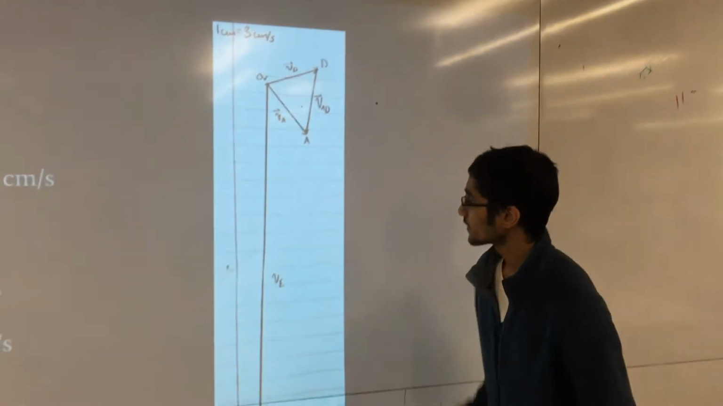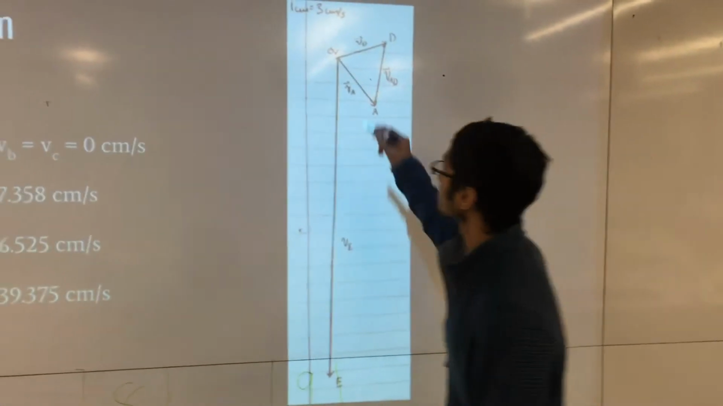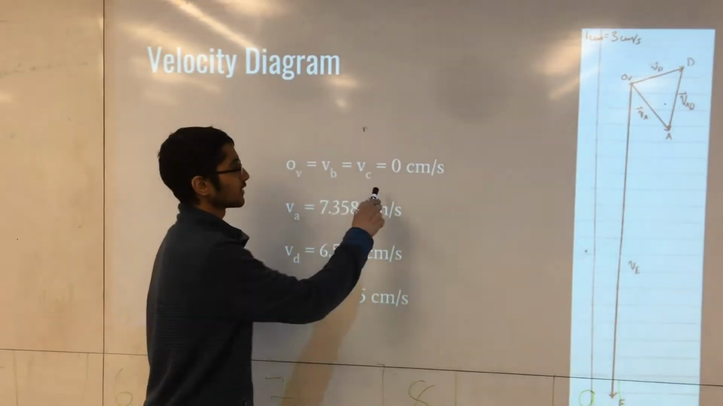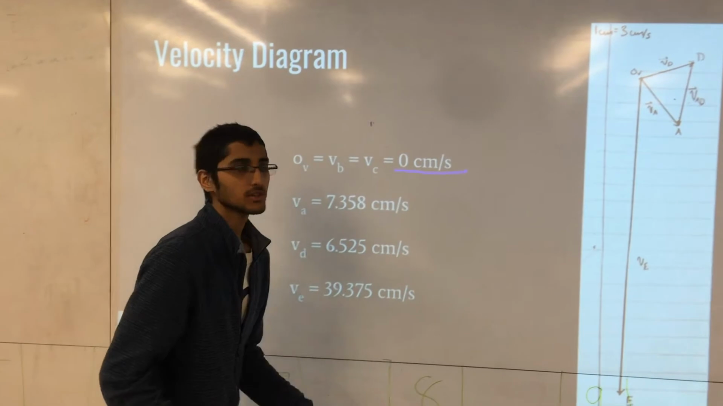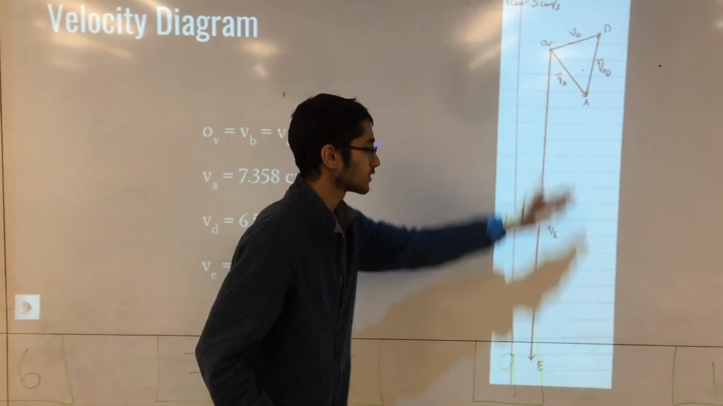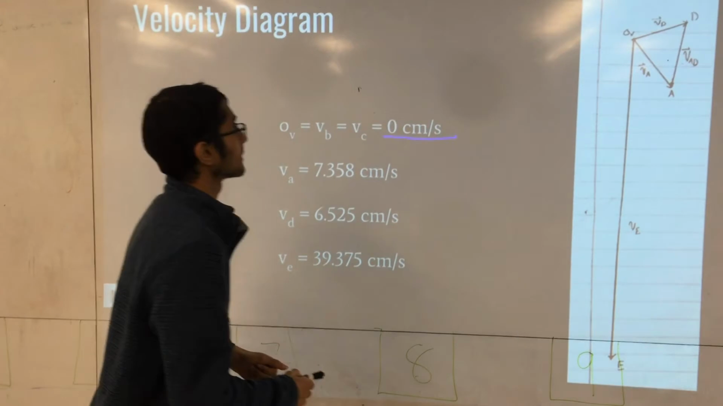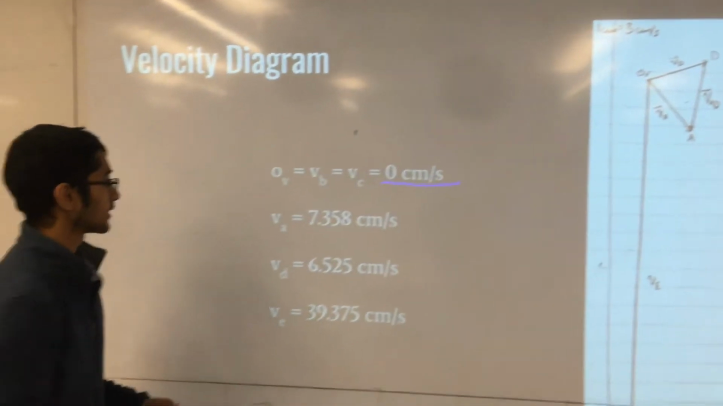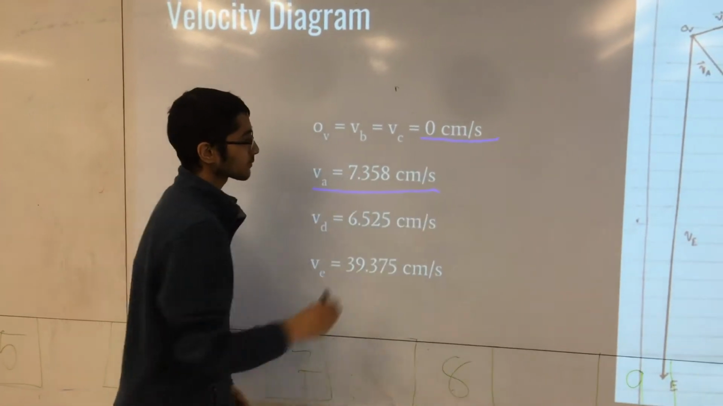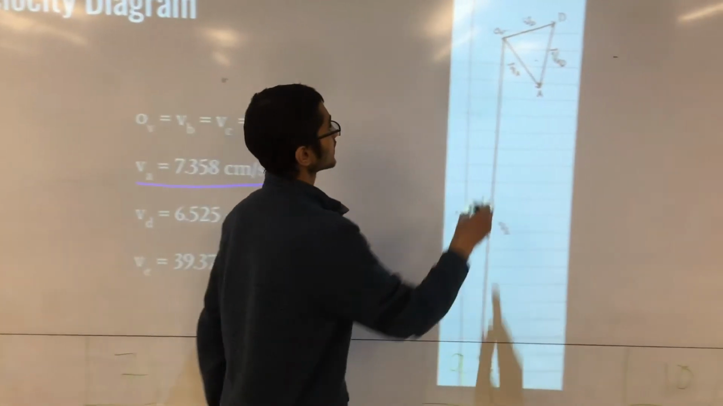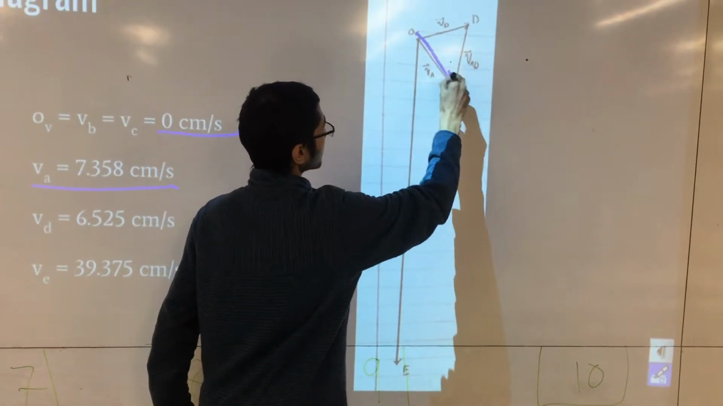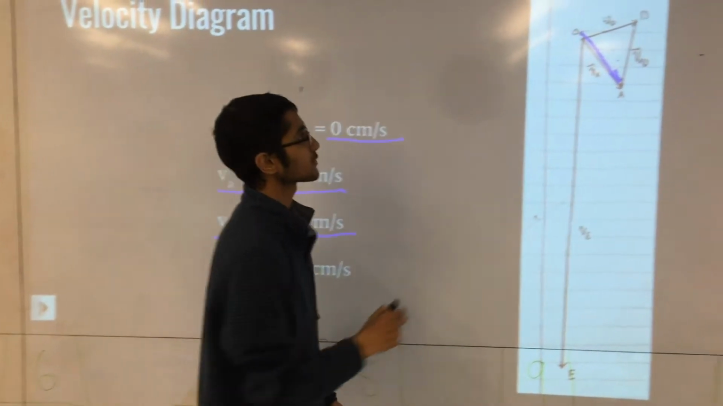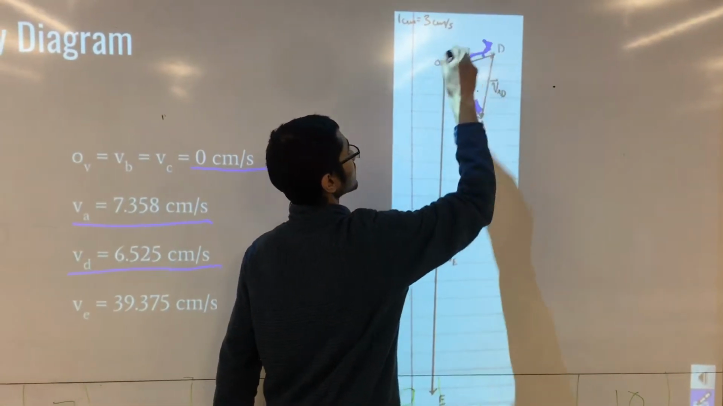It's shown here on the right-hand side. Point O's velocity is equal to VB, VC, and also 0 centimeters per second. Remember that the scale is in centimeters per second, shown up here: 1 centimeter equals 3 centimeters per second. VA is 7.358 centimeters per second, and it's this line right here. VD is 6.525 centimeters per second, and it's this line.